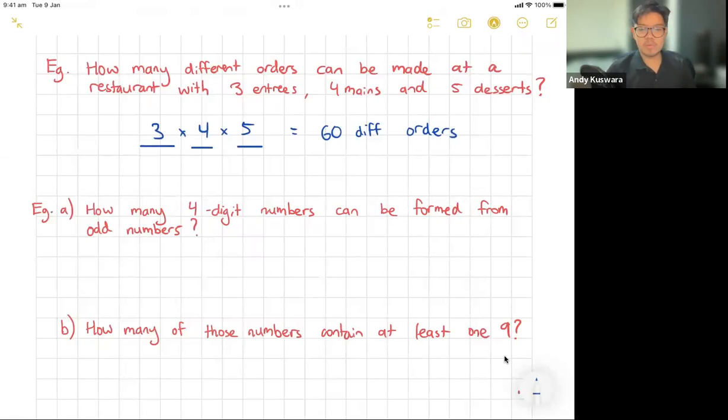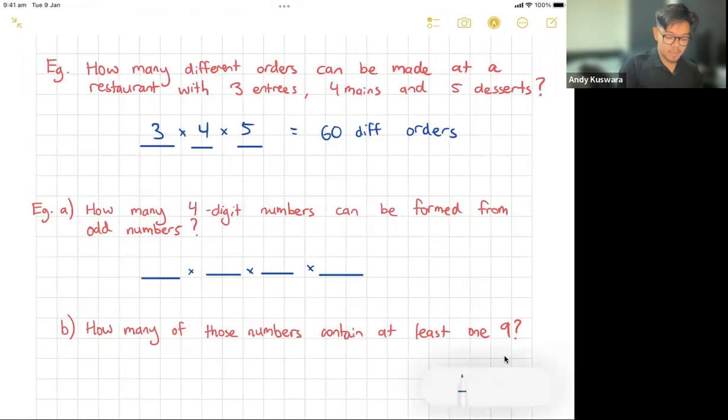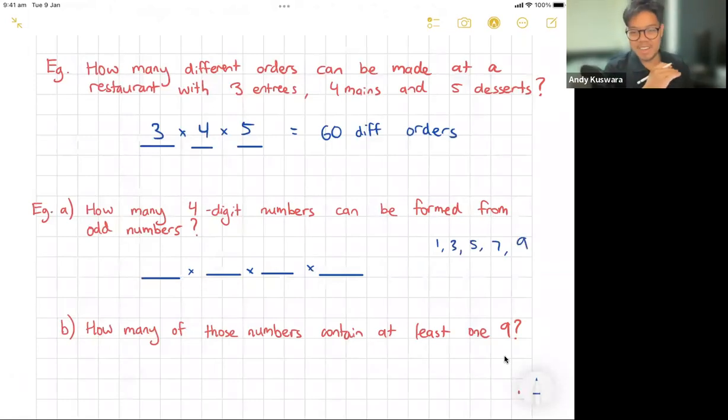Okay, now let's try some more like that. It says, how many 4-digit numbers can be formed from odd digits? If I want 4-digit numbers, that means I have 4 spaces in which numbers can go. Now, how many digits are actually odd? 1, 3, 5, 7, 9. Hopefully you guys in extension 1 know what odd numbers are. So there's 5 odd digits that I can use.